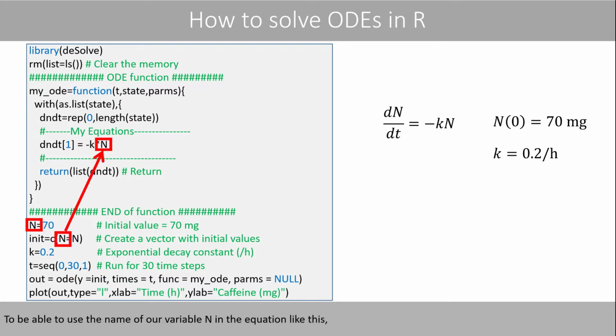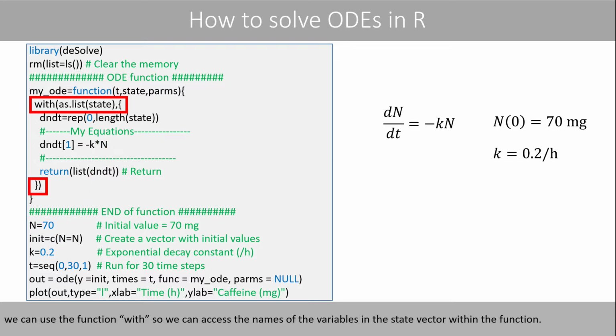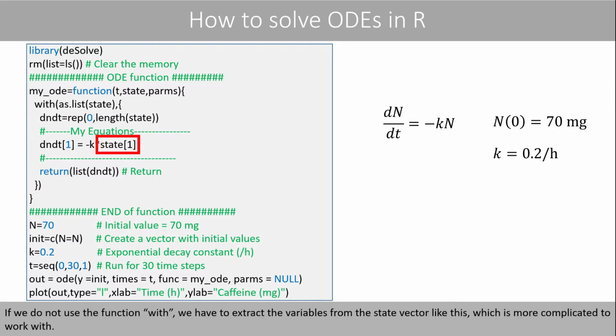To be able to use the name of our variable n in the equation like this, we can use the function with, so that we can access the names of the variables in the state vector within the function. If we do not use the function with, we have to extract the variables from the state vector like this, which is more complicated to work with.